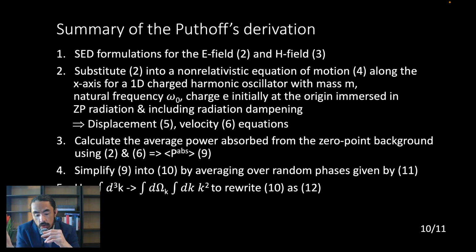We're able to rewrite that as what is given as equation 12. So steps 1 through 3, we obtain the expectation for the power absorbed from the 0-point background. Steps 4 and 5, we're just simplifying that further. We do that with this averaging over random phases given by equation 11 and using this integral identity. I already mentioned step 5.